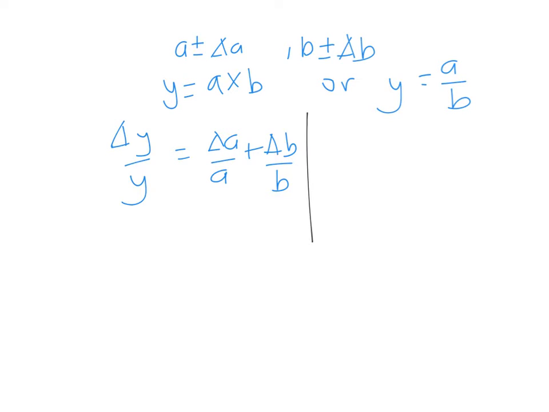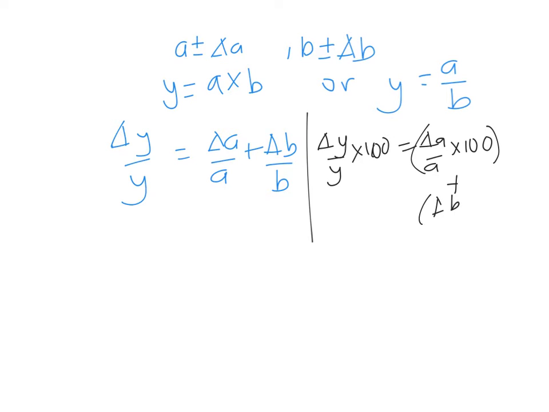Because if you think about it, we can take this whole thing and times 100, then you get the percentage uncertainty for Y, and this whole thing we can multiply by 100 to get the percentage uncertainty for A plus the percentage uncertainty for B, which means to say it will end up as delta Y over Y times 100 equals delta A over A times 100 plus delta B over B times 100. So when will this be useful? This will be useful when they give you the values of the percentage uncertainties. Then you can just add them up together to get the percentage uncertainty for Y.